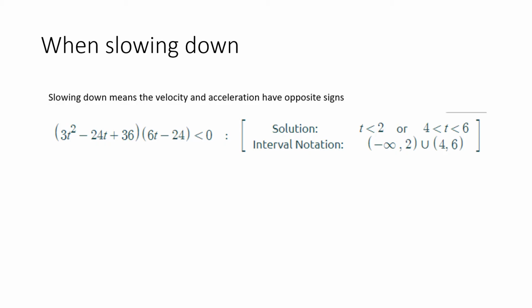I also asked, when is it slowing down? Slowing down means that the velocity and the acceleration have opposite signs. So that means the velocity times the acceleration is less than 0. That means they have opposite signs. One of these has to be negative, and that means the solution is going to be from 0 to 2 or from 4 to 6.